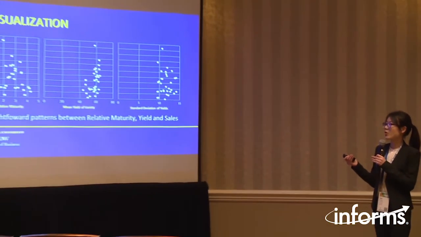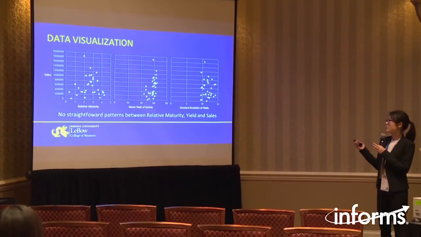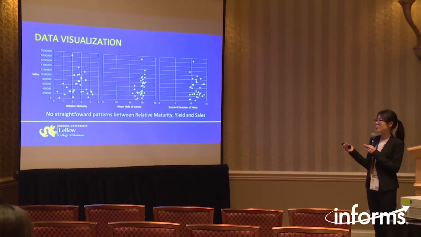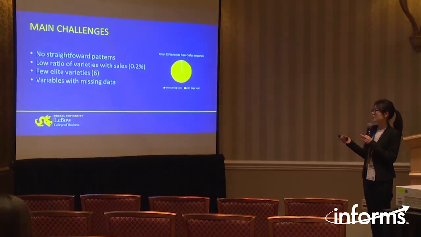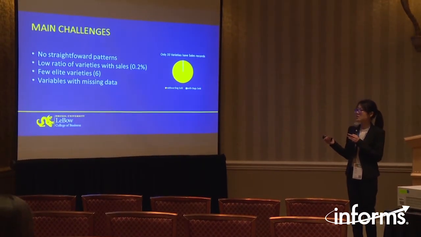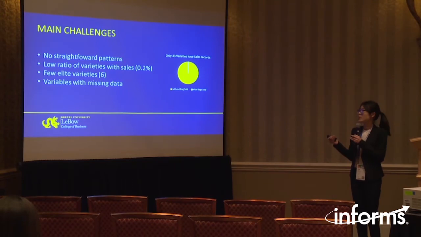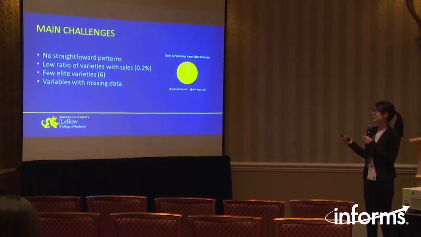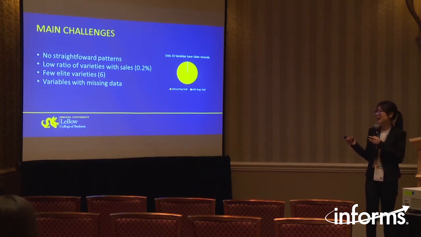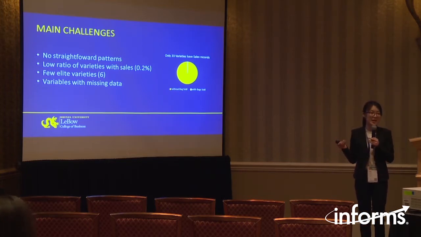Since we want to predict the sales of the varieties, first we take a look at whether there is any relationship between sales and the other numerical variables. However, eyeballing these graphs, we can see there are no straightforward patterns between relative maturity and sales, or yield and sales. Apart from that, we have only 0.2% of the varieties with a sales record. And within these 33 varieties that have a sales record, only 6 are identified as elite varieties.